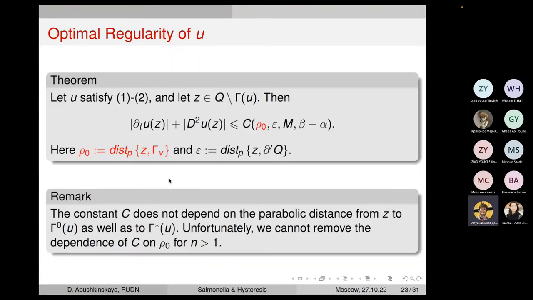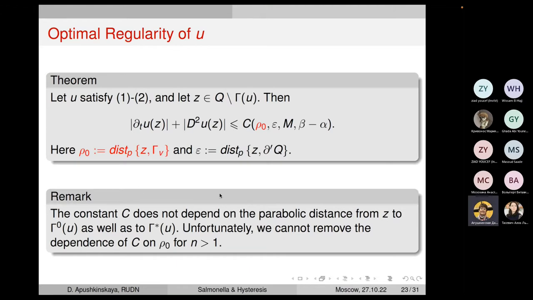Such a result we get, but with some remark. Assume that we are in our case, we have our problem, and we take some arbitrary point not on the free boundary. Then we get such an estimate, which depends only on the difference between our thresholds, beta minus alpha. M is the maximum of u from our assumptions. Epsilon is the distance from the lateral surface. And unfortunately, we have this rho zero. Rho zero is the parabolic distance from our point to these verticals.